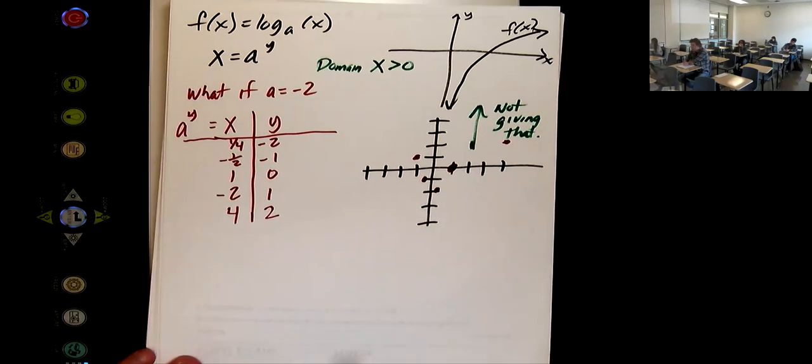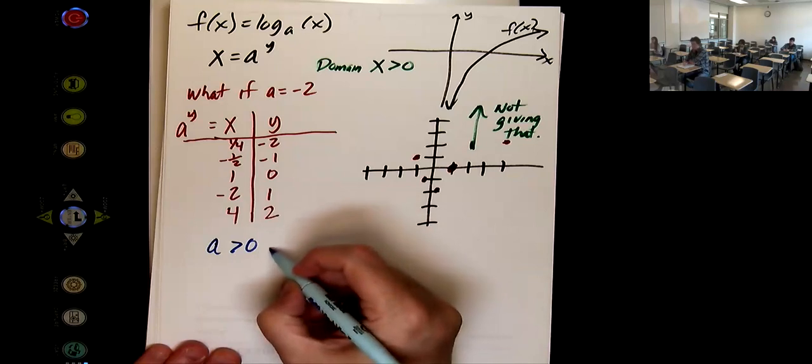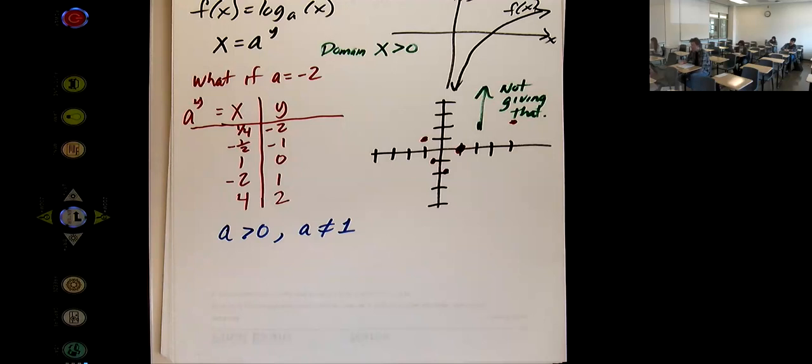And the reason why is where the restriction on a comes in. We require for the exponential functions that a needs to be greater than 0 and a is not 1. When a equals 1, you just have 1 repeatedly. It's a straight line. And that matches the restrictions. We have the same restrictions on exponentials.